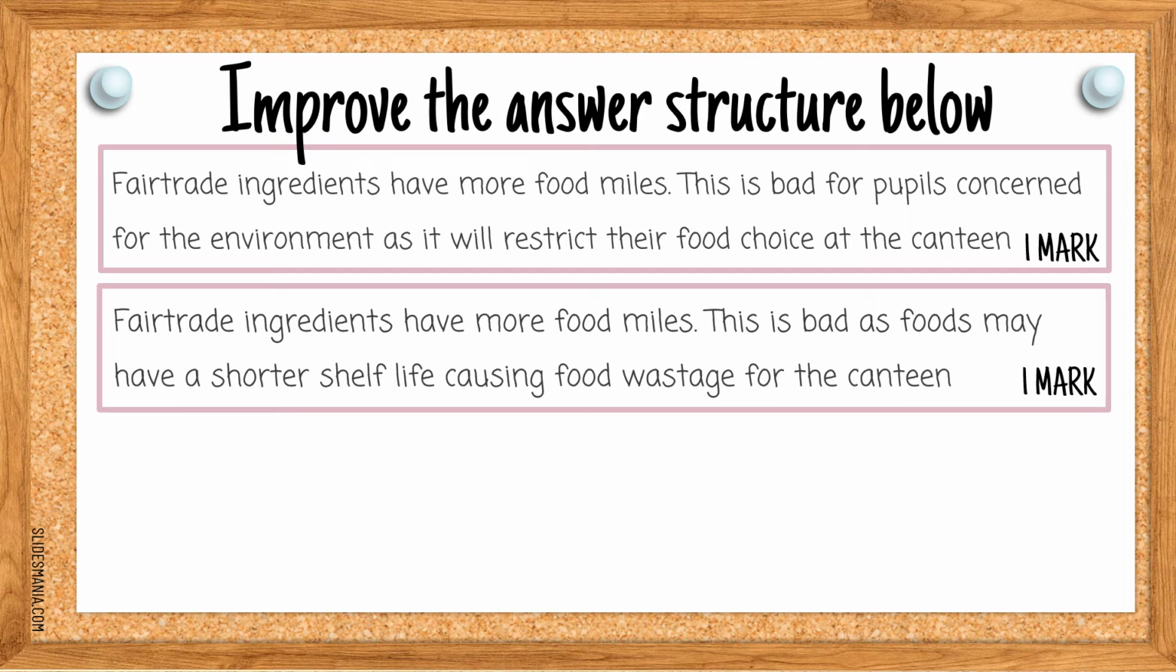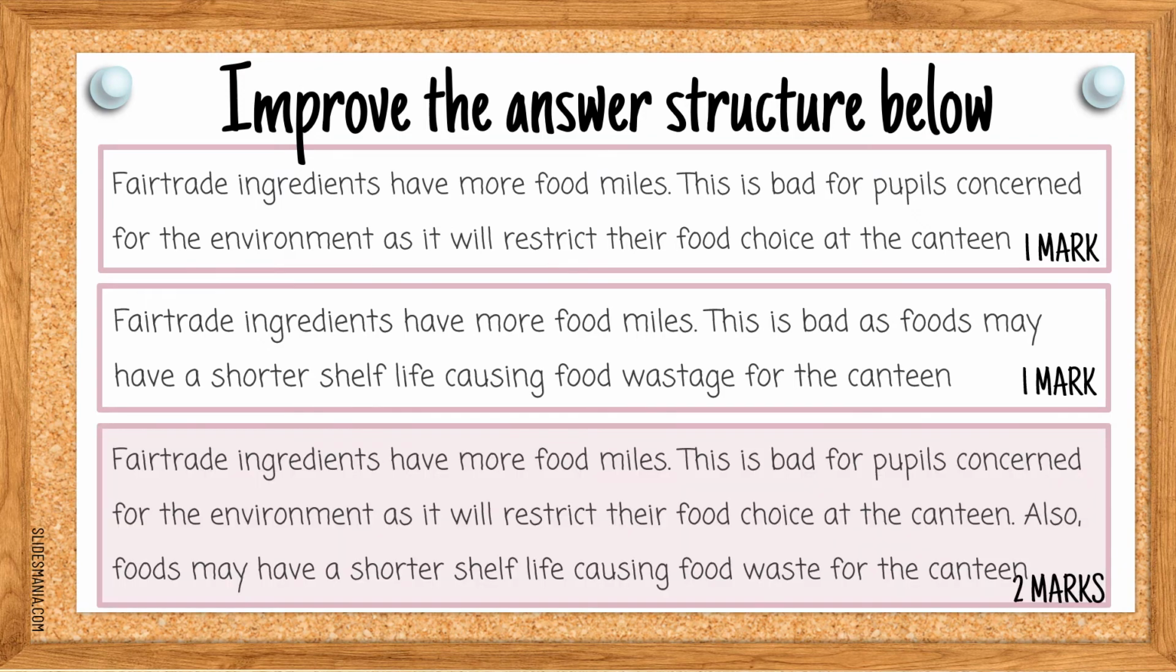So if we take a look at these answers, they both have the same fact that the fair trade ingredients have more food miles. They both have the same opinion that this is bad. However, they've got 2 separate consequences. Now in this instance, you can change this answer slightly so that you are just adding in a fact, an opinion and a consequence, and then adding in a developed consequence. So that saves you time as you're not having to write the same fact and the same opinion again.